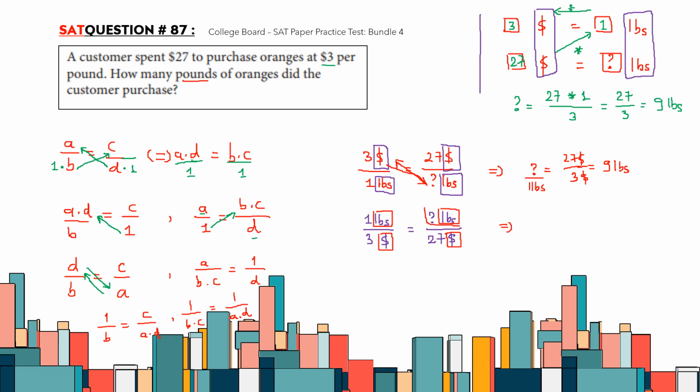This one is already at the top, so we just have 27 times 1, $27 times 1 pound over $3. That equals 9 pounds. How do we know the unit? Because the units cancel themselves as well. The dollars are cancelled. We are left with only pounds as the unit. At the top we have 9 pounds over 1 pound, so the pound cancels. The question mark is 9.